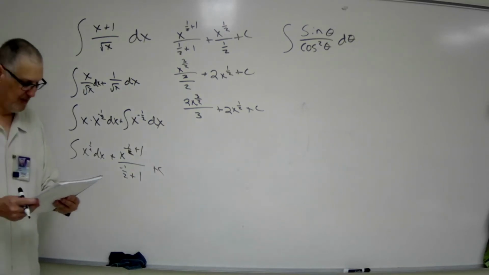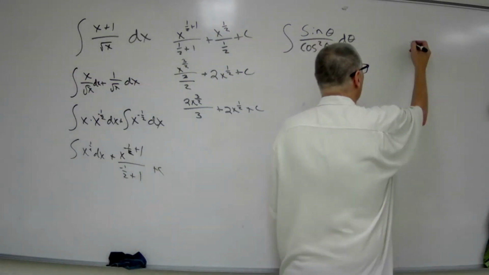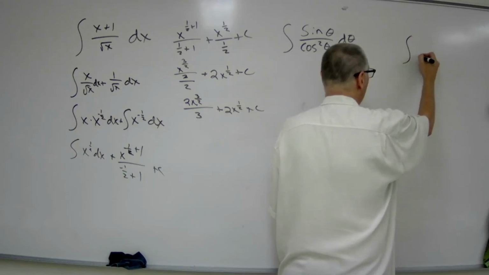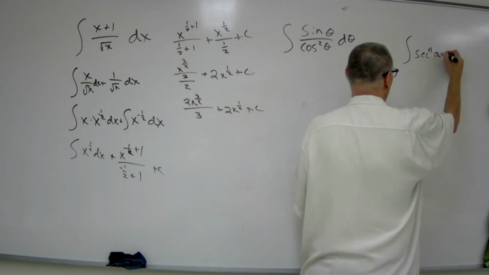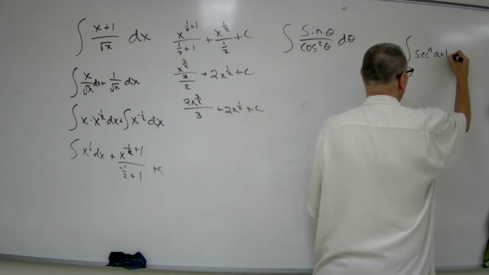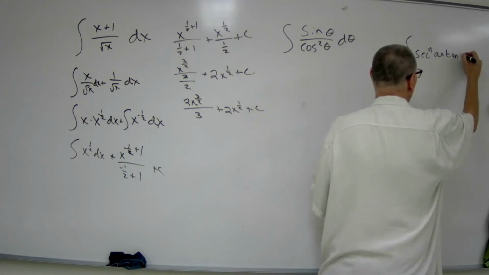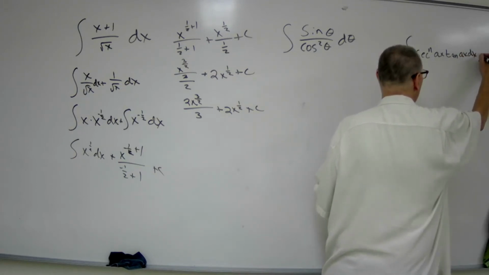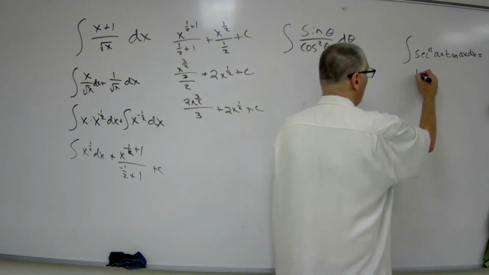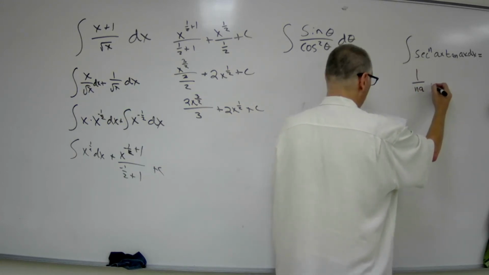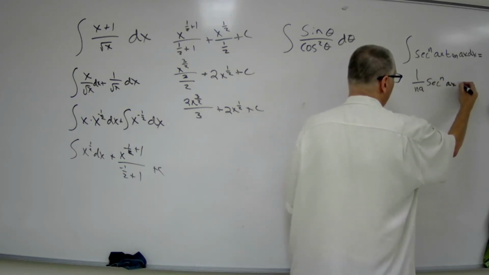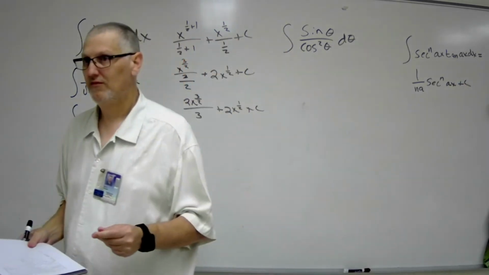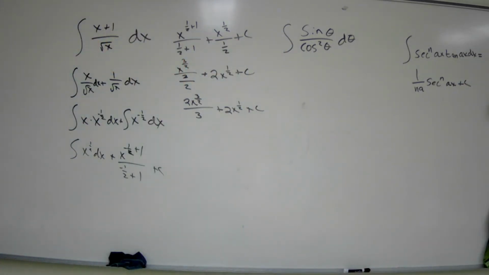Alright, here's one that I'm eyeing. The integral of secant to the power of n ax tangent ax dx equals 1 over na secant to the n ax plus c. Y'all are like, what? Why did I pick that one?